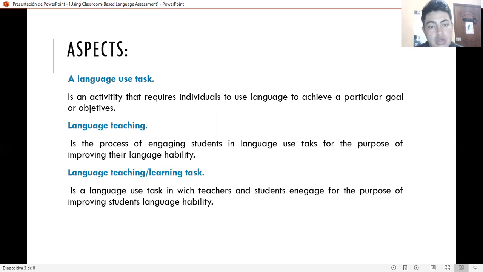And also, we need to know how to engage the students in order to improve their language ability. For this, we can use feedback, a good attitude, good commentaries, and others. So to continue, a language teaching learning task is a language use task in which teachers and students engage for the purpose of improving a student's language ability.